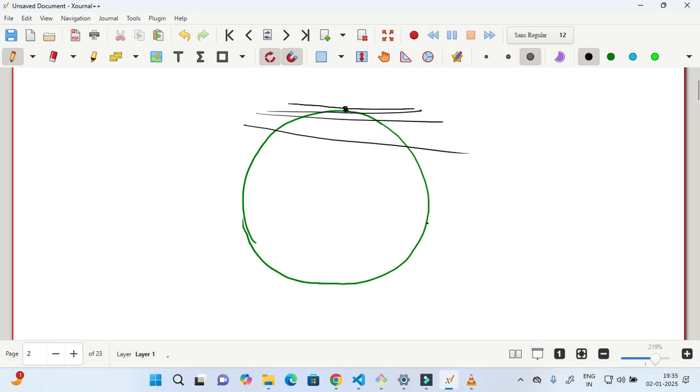Think for some time. So we can say that the limiting value is, at some point, it grazes. So this line is known as tangent. This is known as tangent. Tangent to this circle. So this is a chord.